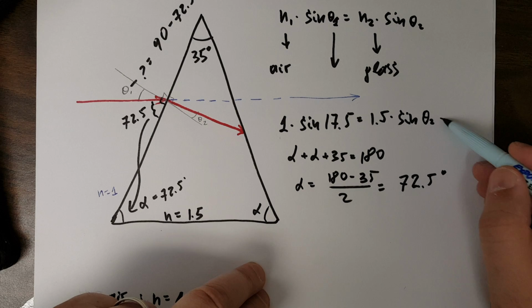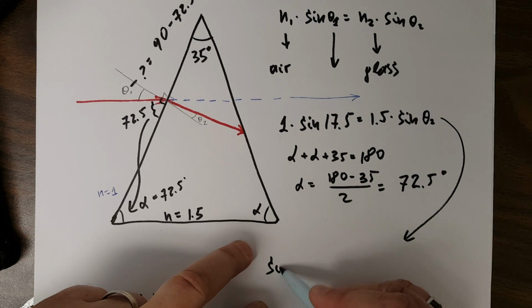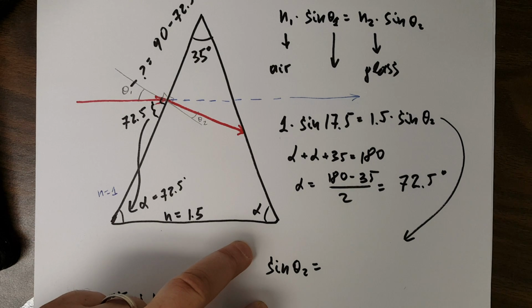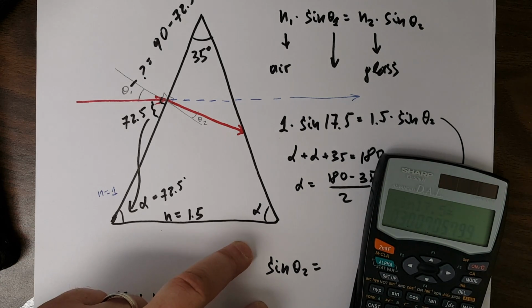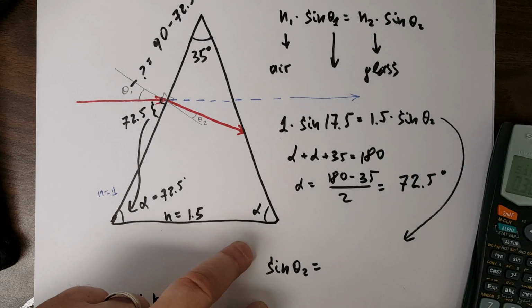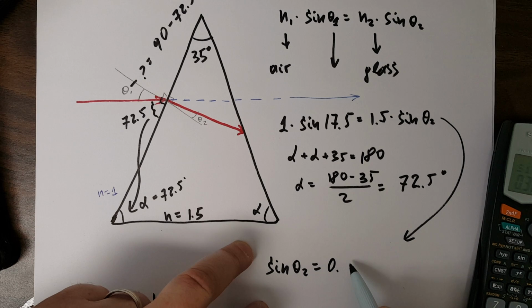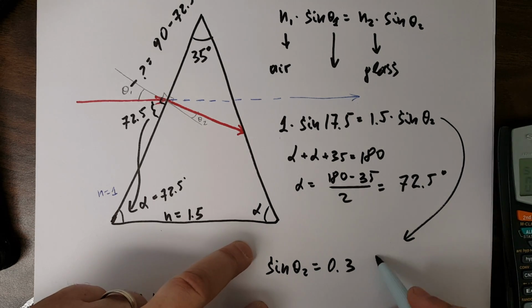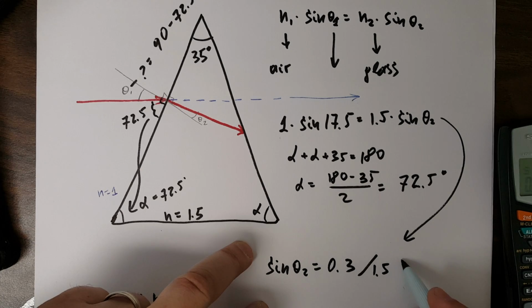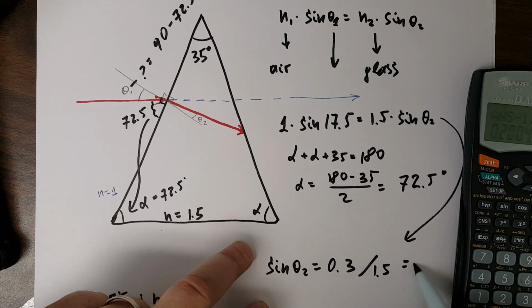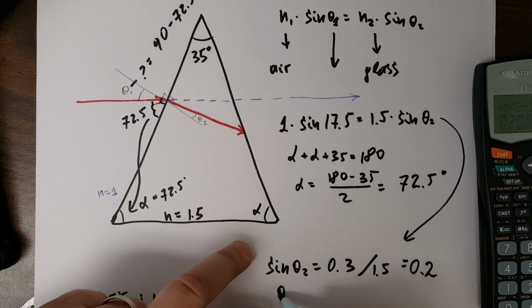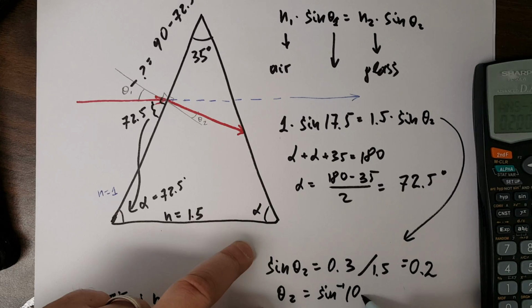And now we solve it for this variable. So that's going to be equal to sine of 17.5 divided by 1.5, and theta should be equal to the inverse sine of this number.